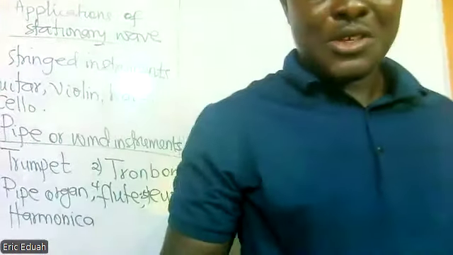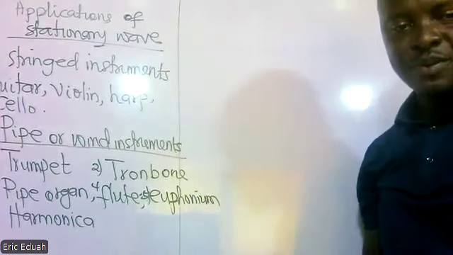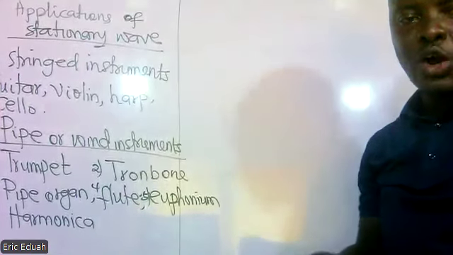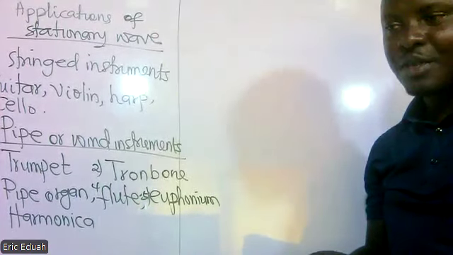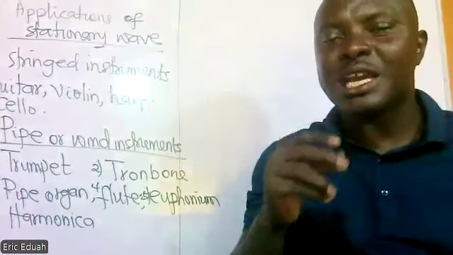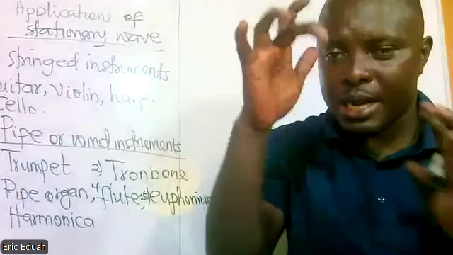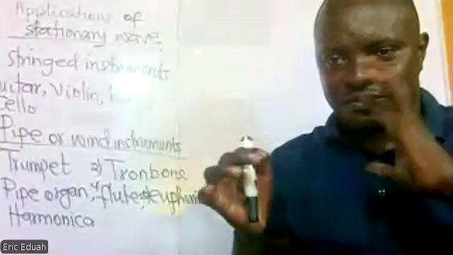These are all instruments that work on the principle of stationary wave. So when a trumpet is being played, what are they doing? They are blowing air, and then they control the valve.